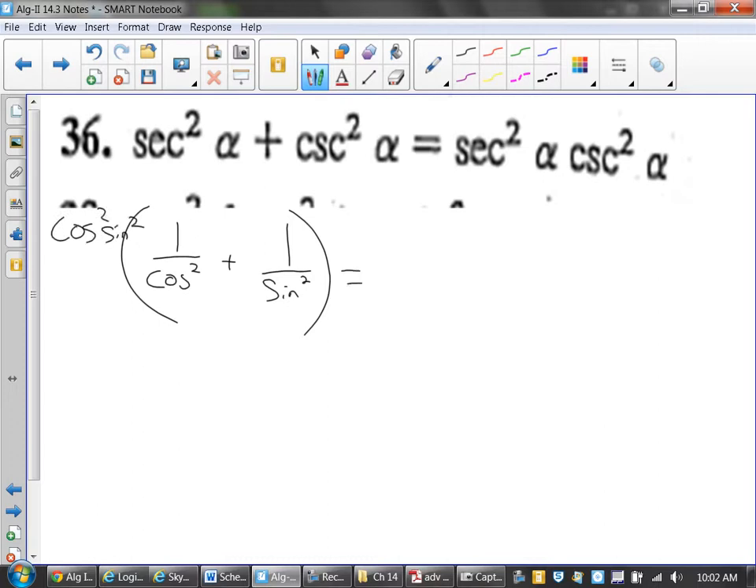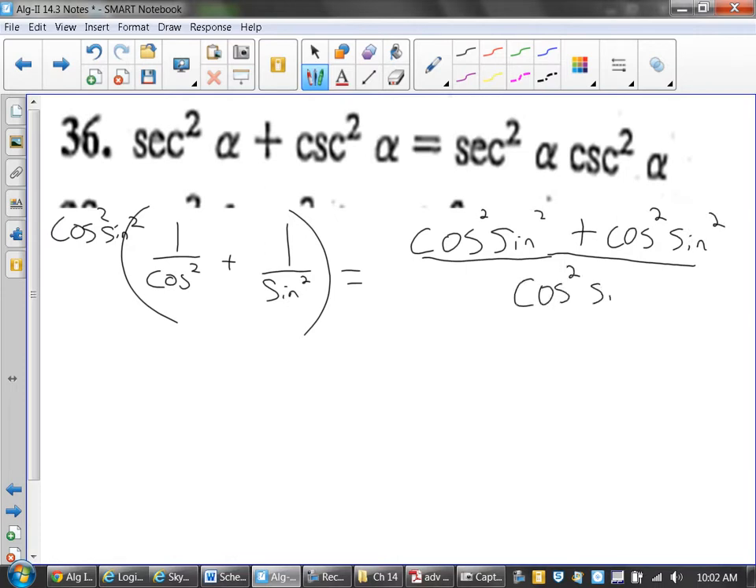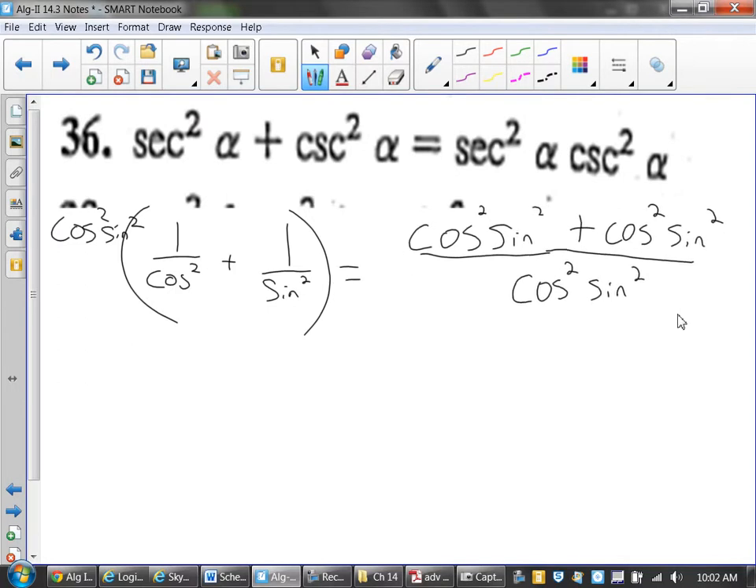So you wind up with cosine squared, sine squared, plus cosine squared, sine squared, all over cosine squared, sine squared, which means you can break them apart because they have the same denominator. So you get sines. Oh, wait, I screwed something up here. It would be 1. Oh, sorry.